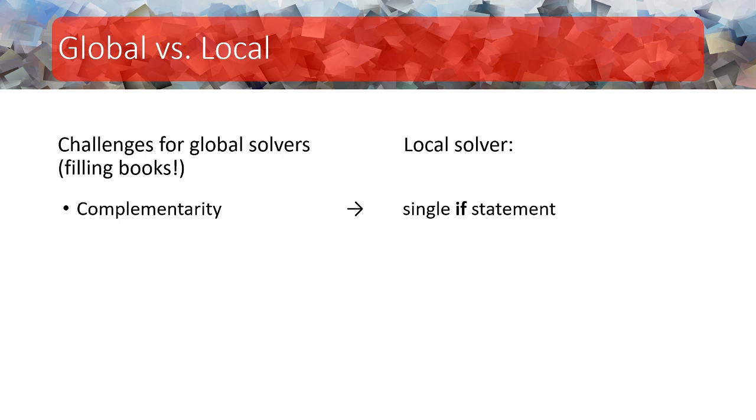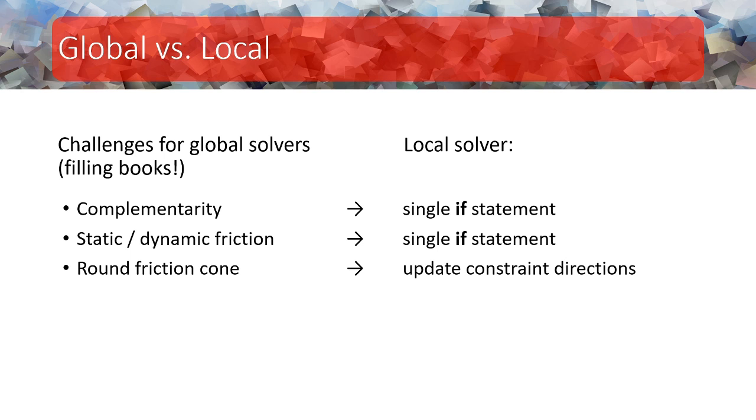With a local solver, handling inequalities can be done with a single if statement, basically testing each condition separately and only project if the condition is met. This also increases the accuracy because the active set is updated much more frequently. Checking whether a static or dynamic friction applies can also be done with a single if statement. Because we update the constraint directions after each constraint solve, we get perfectly round friction cones. This is a challenge for global solvers.